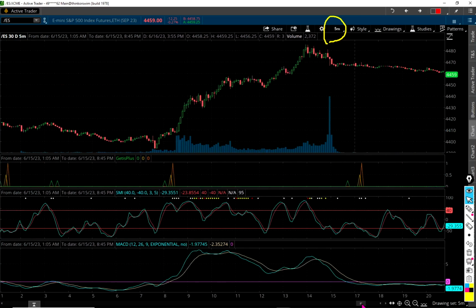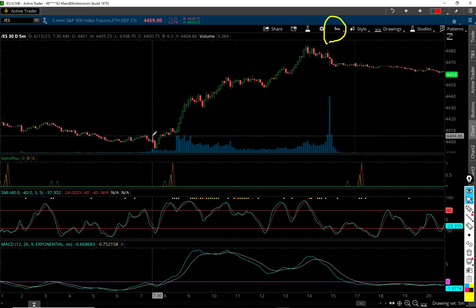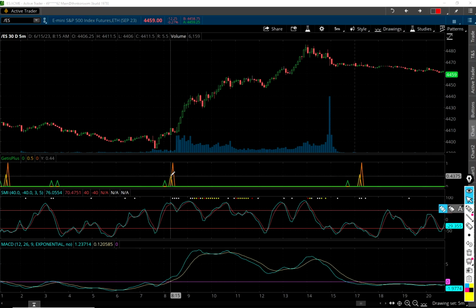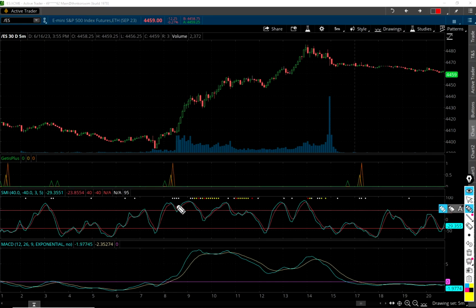That's fine. So this is the day before the quad witching. I don't really like that phrase, but it's the quarterly expirations of everything. This is the day before. This will be Thursday. All right, here we are. We're at pre-market, and this is about 8:30 in the morning, 8:15 in the morning. This comes on, the Getis Plus indicator shows up with something right here.